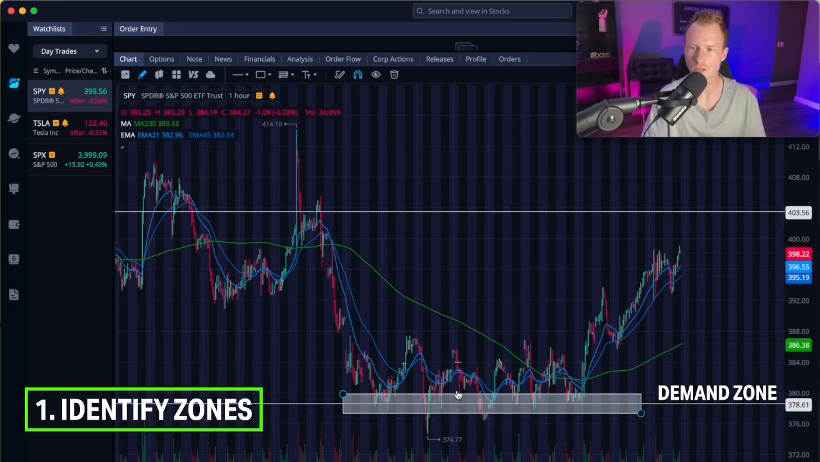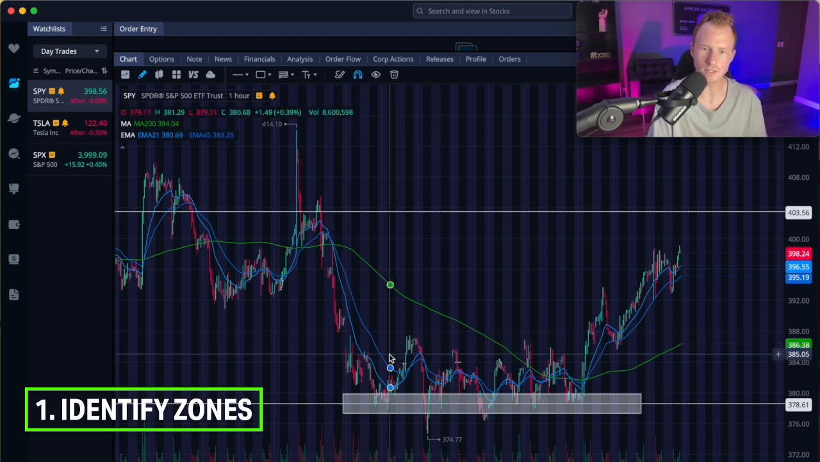Now, the next one we're looking at is the supply zone. Where is this supply zone? It was right here. Every time price came to this mark, there's a bunch of sellers. Came here, boom, sold off.